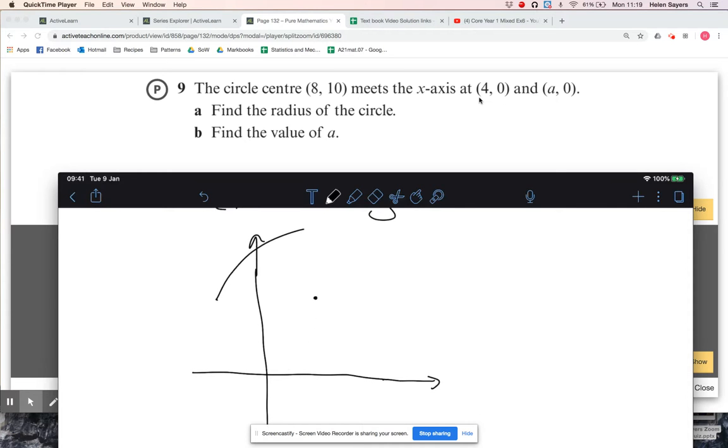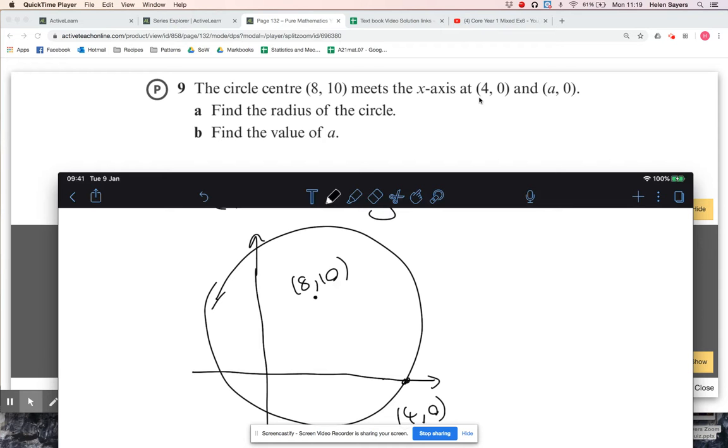I haven't quite given myself enough room. So sorry, this is not going to be a particularly circular circle. Yeah, not in the slightest. Okay, but let's say that's roughly how it looks. So if that's (4, 0), they gave me the centre was (8, 10). So the radius will just be the distance between those 2 points.